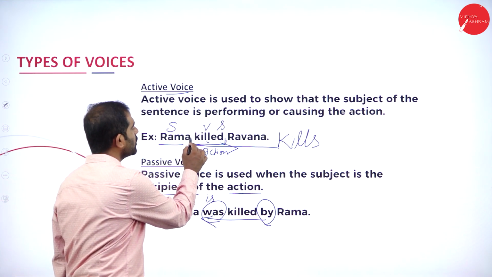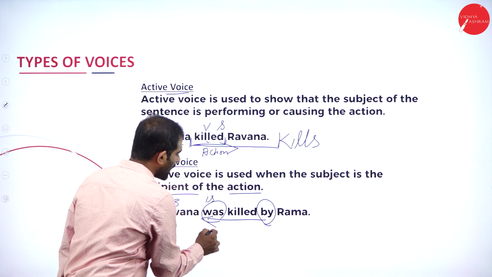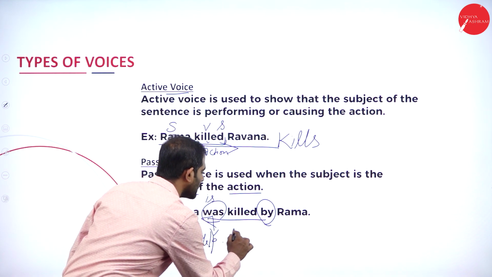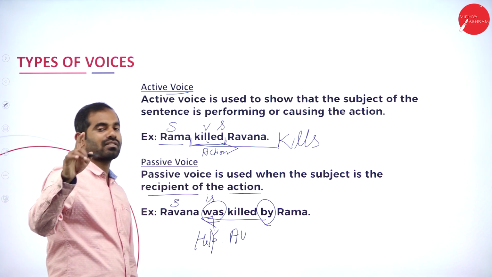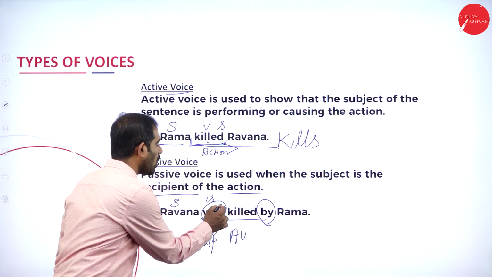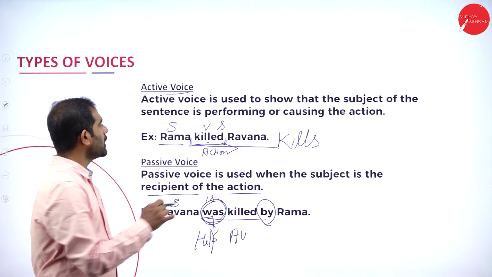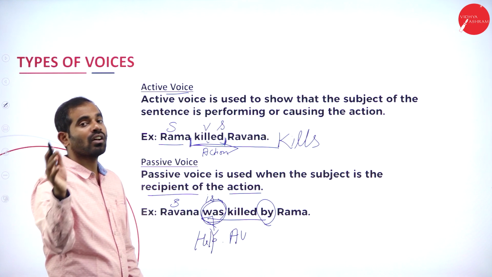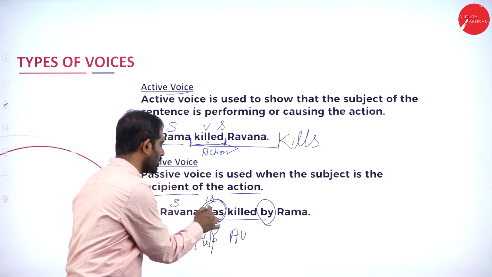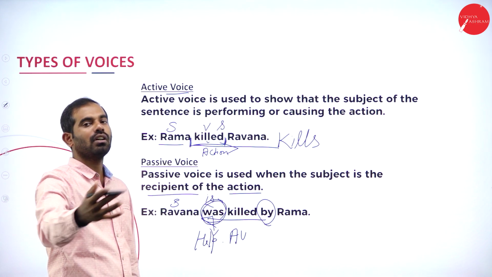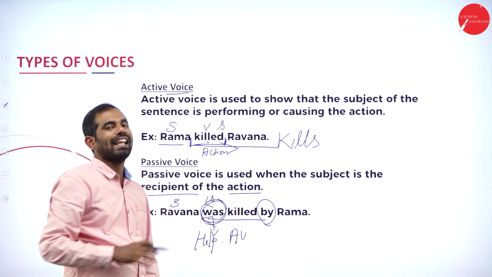If it is in past tense, we call it a helping verb or auxiliary verb, and we use it. We are going to use auxiliary verbs or helping verbs. Depending on the verb, depending on the tense, we are going to use auxiliary verbs here. I am going to simplify it even further with giving more examples.